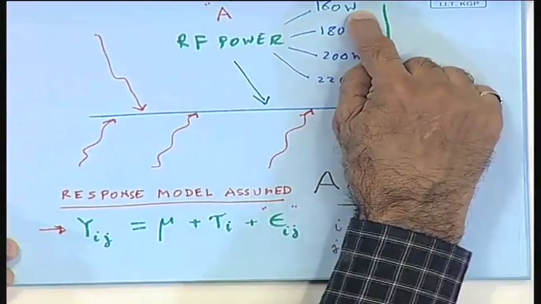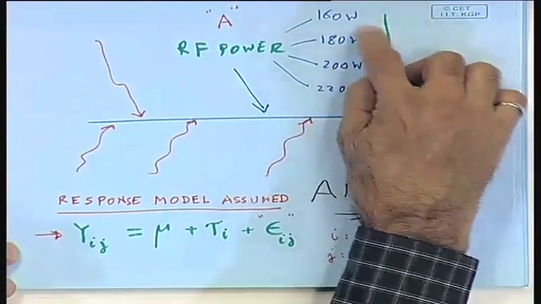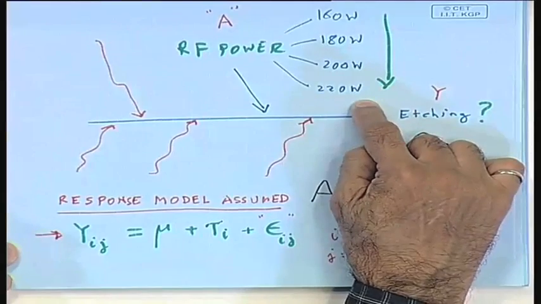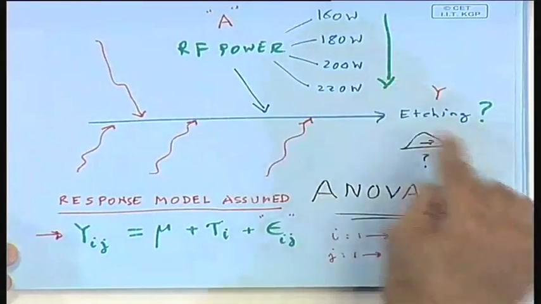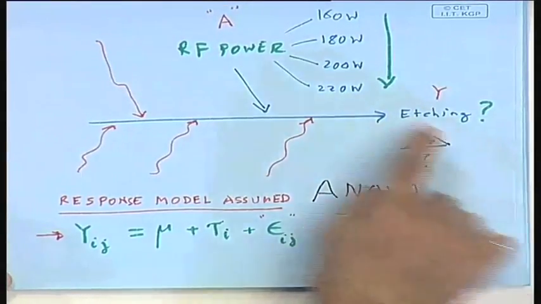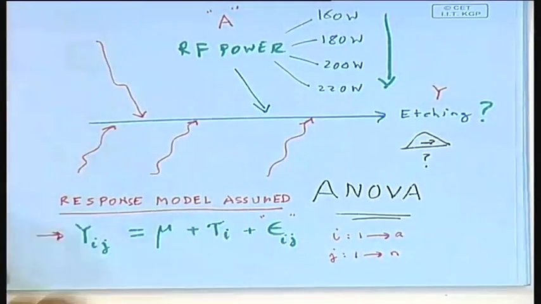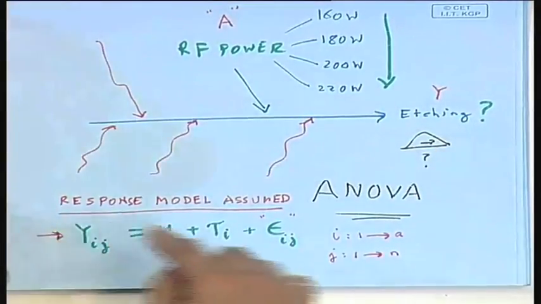So changing RF power, this is initially what we started out to do. We changed the treatment levels. Look at the picture here. We looked at 160 watt. Then we changed the setting to 180. Then we looked at 200. Then looked at 220. And each time we did this, we kept looking at our etching. And of course, each time the treatment was changed, we replicated the trials, and I ended up with my data there.